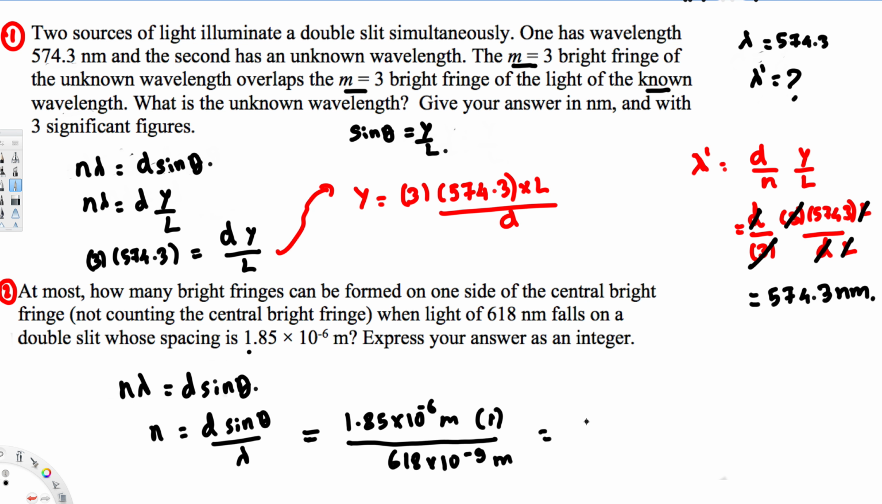If you calculate this one you should get 2.9935, and that is approximately 3. So 3 is going to be the answer. So 3 bright fringes will be formed.